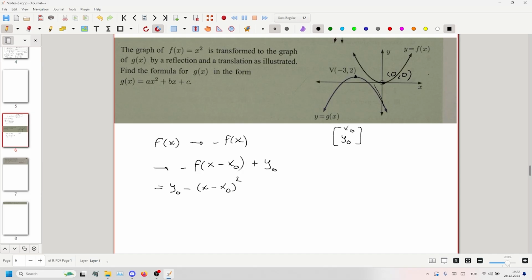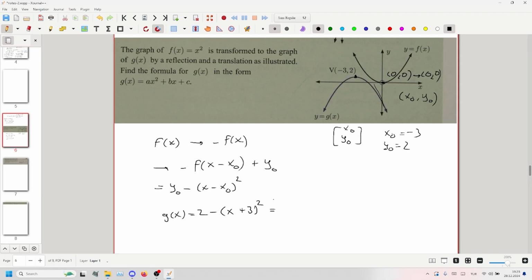If you apply a reflection by the x-axis to 0, 0, we still get 0, 0. And if we apply a translation by this vector to 0, 0, we get the point x0, y0, and that is equal to this point. So from that we get x0 equals negative 3 and y0 equals 2. So our parabola, g of x, is equal to 2 minus (x plus 3) squared.